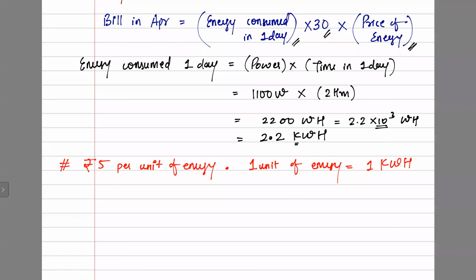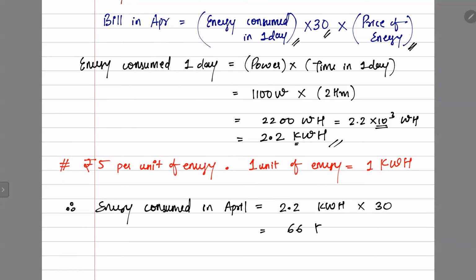And hence we are not converting hour into second because हमें यहाँ पर hour चाहिए क्योंकि हमें kilowatt hour बनाना है. Now, so we understand that हर दिन 2.2 kilowatt hour consume हुआ. Therefore, energy consumed in April के महीने में कितना energy consume हुआ? That will be energy consumed in a day, which is 2.2 kilowatt hour multiplied by 30, which is 66 kilowatt hour. Is this okay with all of you?